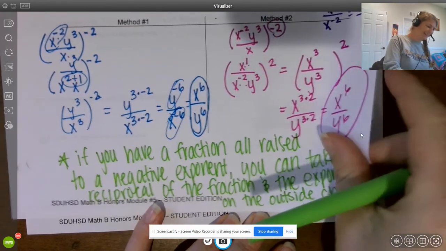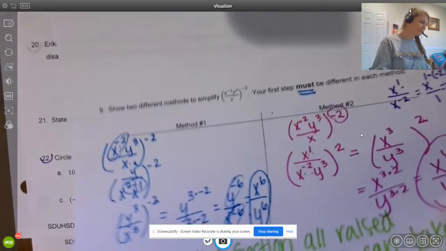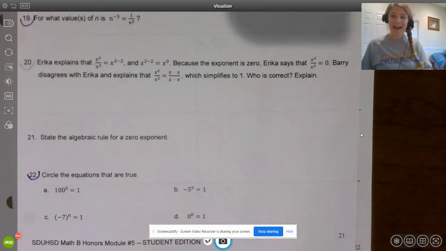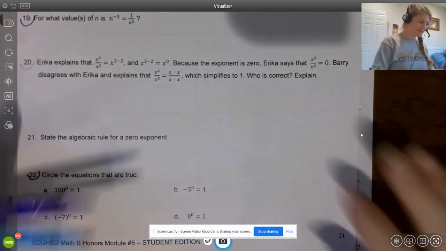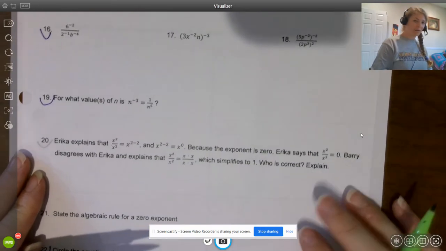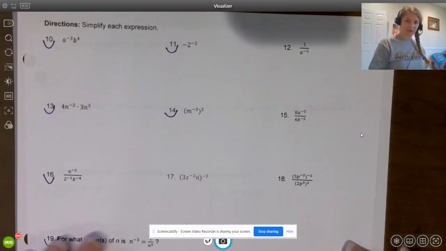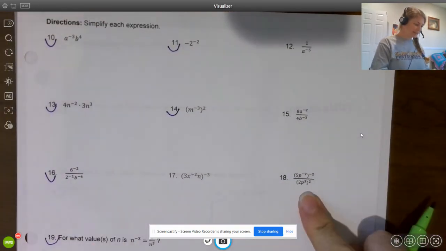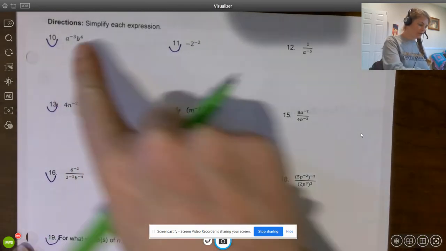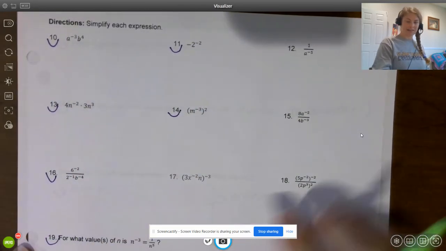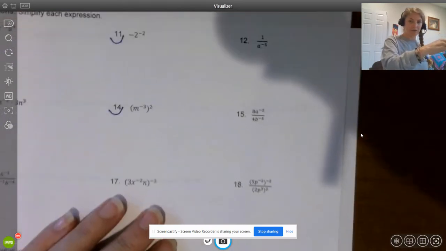Let's keep going. Okay, so we have some practice. We're going to apply our new fun rules. So I'm going to help you out with 12, 15, 17, 18, and then I'm going to let you go and finish 10 through 19. So let's take a look at number 12.